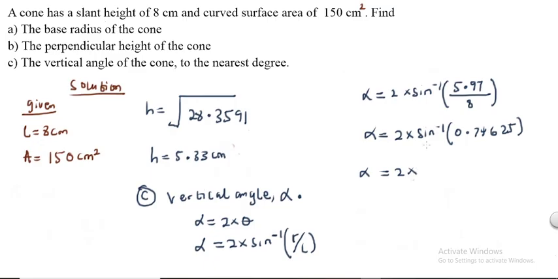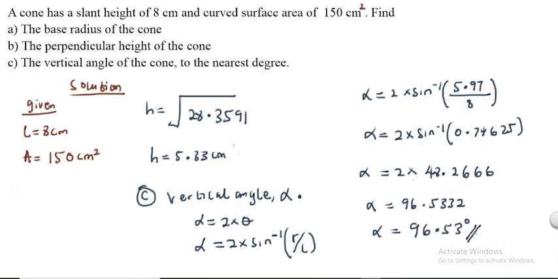If I take sine inverse of this number, I have alpha as equal to 2 times sine inverse of 0.74625, which is equal to 48.2666 to 4 decimal places. So if I multiply 2 times 48.2666, I get my alpha as equal to 96.5332. If I approximate this to 2 decimal places, I have alpha as equal to 96.53 degrees. So that's it. That's the vertical angle of my cone.